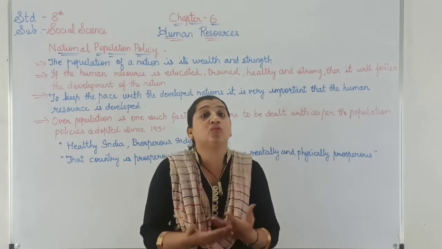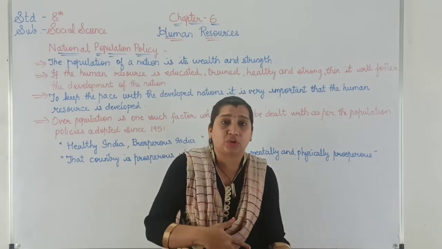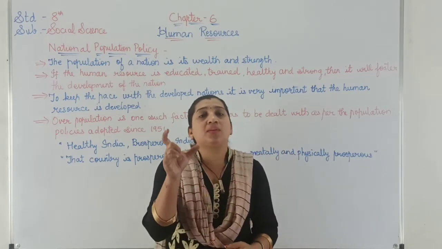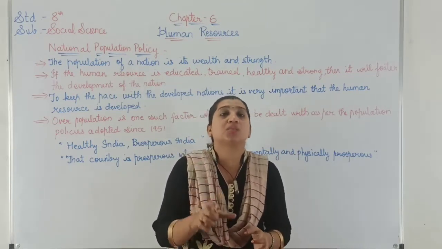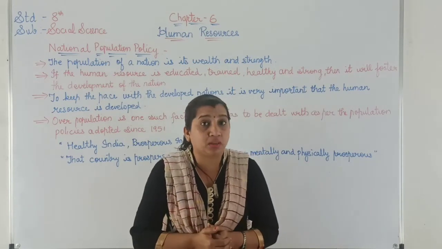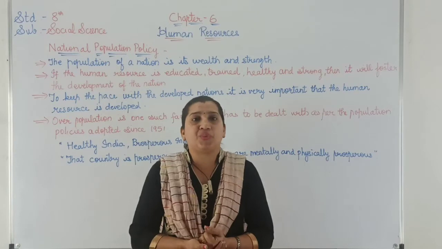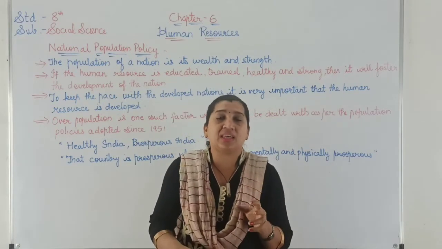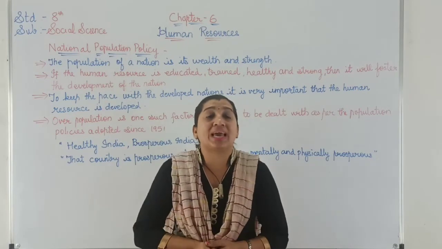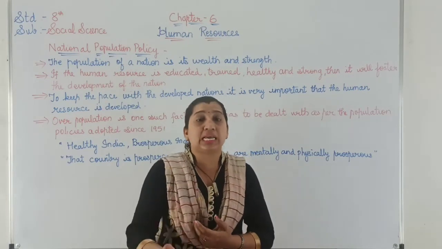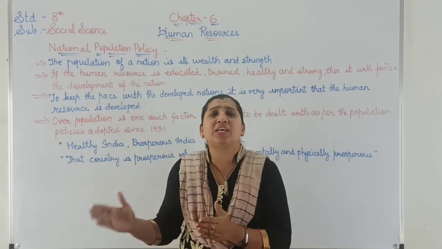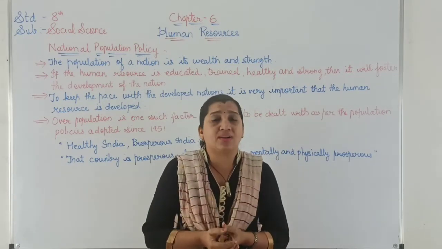Then we have studied about the birth rate and the death rate. The birth rate is when, in a particular year, 1,000 persons are born in a specific area. In the same way, the death rate is when, in a particular specific area, in a year, 1,000 persons die. We have also studied about the migration of people from one place to another for their all-round development.